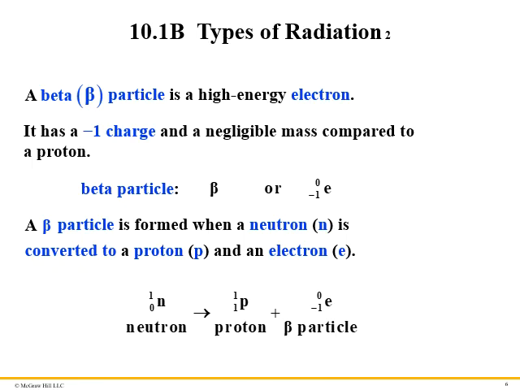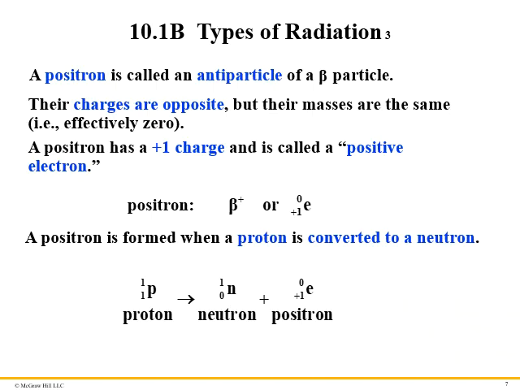For beta particles, we are talking about high energy electrons, and because they are electrons, they're going to have a -1 charge, and their mass is going to be negligible or essentially 0 when compared to a proton. So for beta particles, we use the Greek letter beta, or we can use the symbol for the electron, the small e, and then the -1 to denote its charge. A beta particle is formed when a neutron is converted to a proton and an electron, so when it splits.